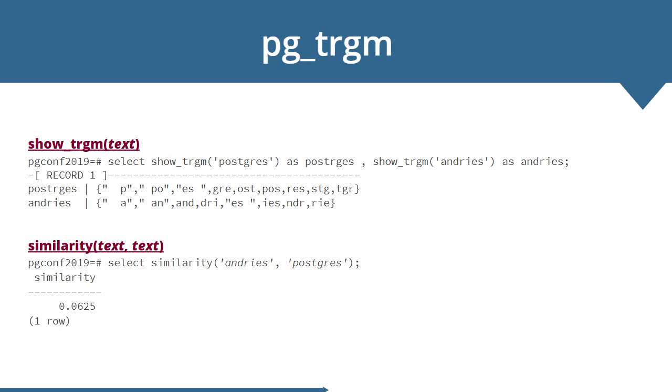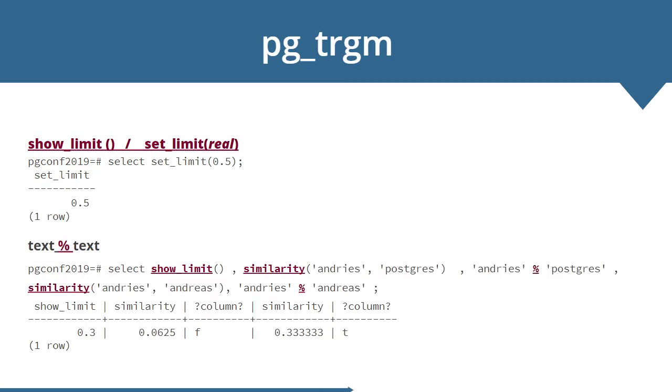And then, to use it, you would do a select similarity, which is a function to see how similar the two words are to each other. Here we can see it gives you a value between 0 and 1, 0 being no match at all and 1 being an exact match. So there we would see the similarity between Andries and Postgres is only a value of 0.0625.